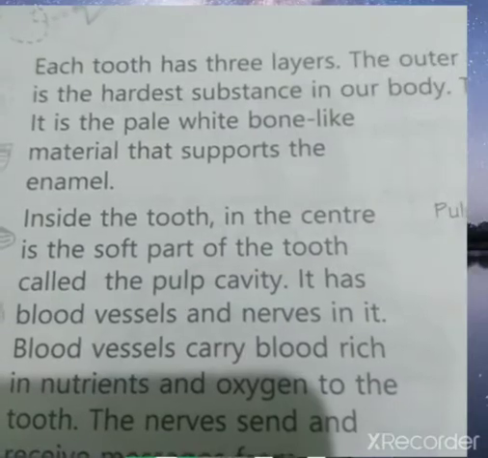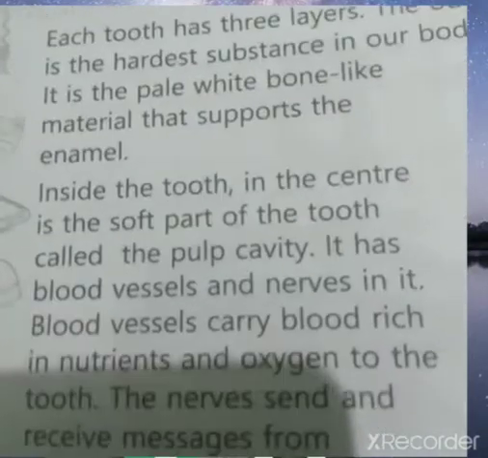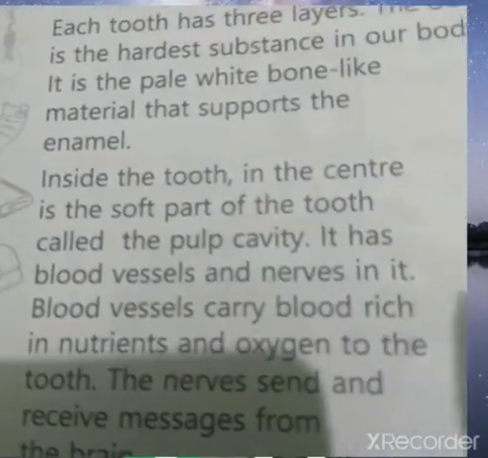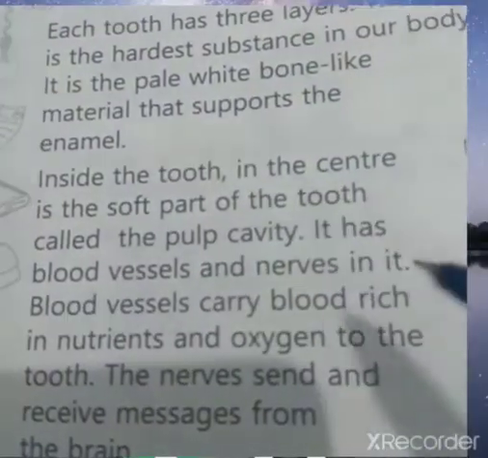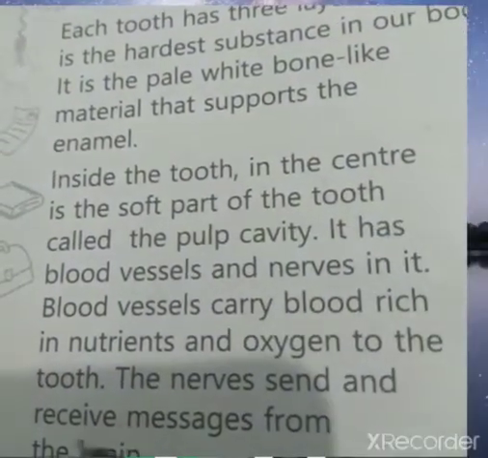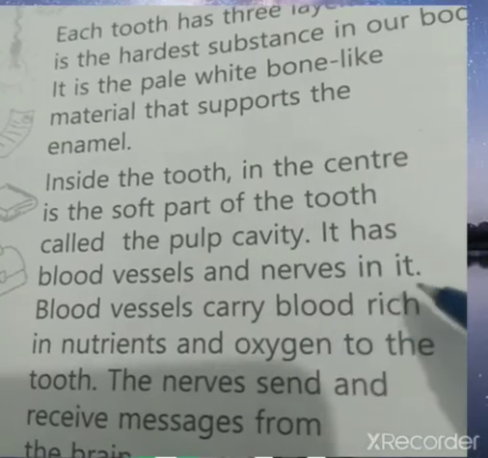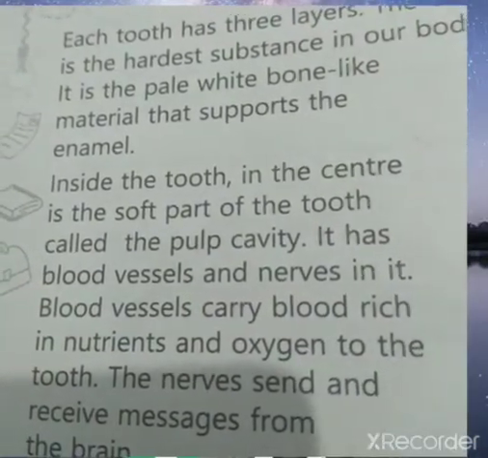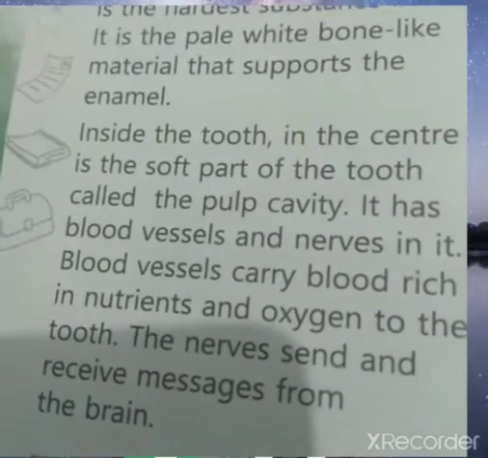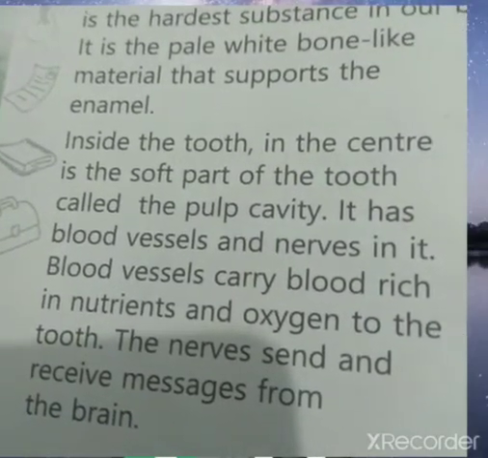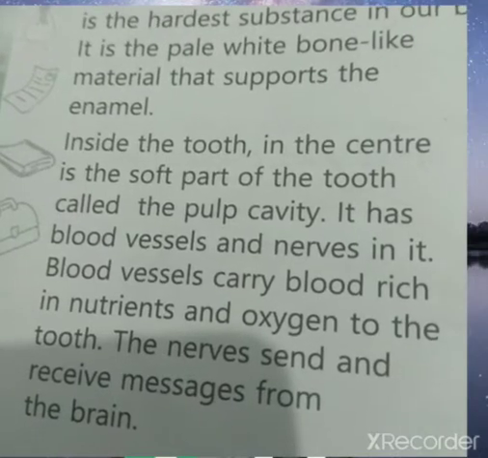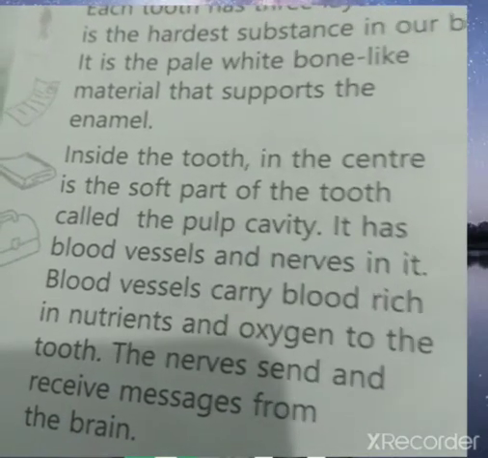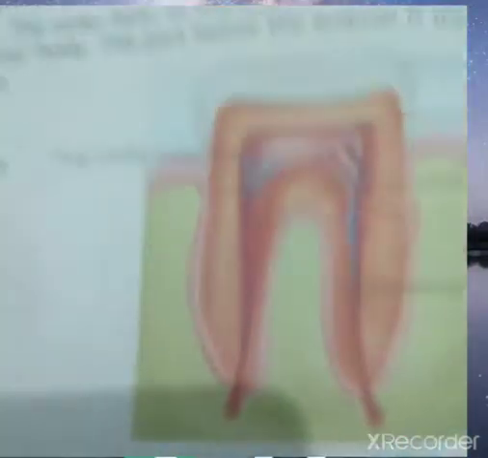Inside the tooth, in the center, is the soft part of the tooth called the pulp cavity. It has blood vessels and nerves in it. The blood vessels carry blood rich in nutrients and oxygen to the tooth. The nerves send and receive messages from the brain. So these are the layers of a tooth.